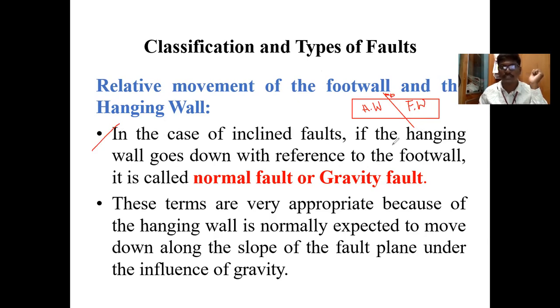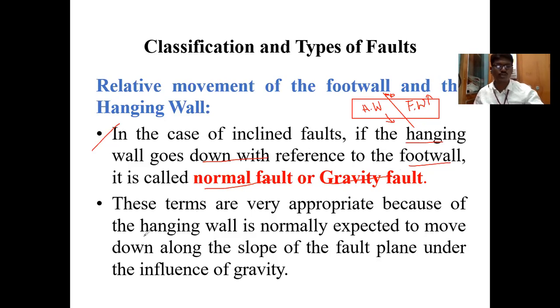So in this case, what happens? If I take the hanging wall going down with reference to the foot wall, obviously this is going down and this is going up. If this is happening, then we usually say that it is a normal fault or a gravity fault. Because of gravity, the hanging wall is moving downward, and with reference to that, the foot wall is moving upward. Then we say it is a normal fault. Another name for that is gravity fault.